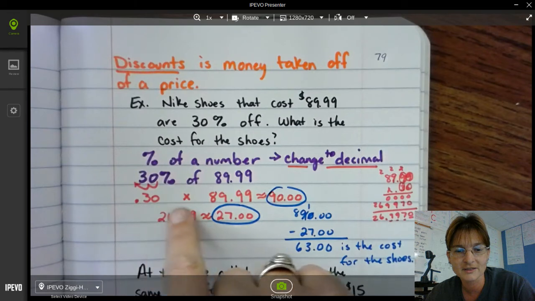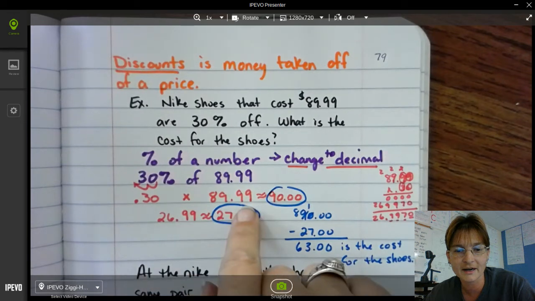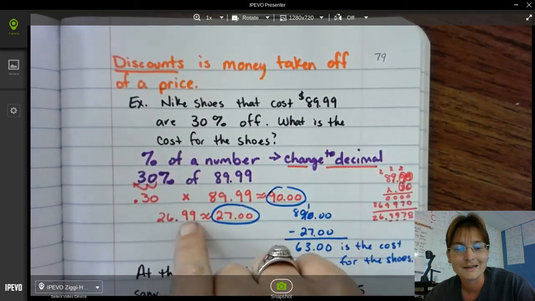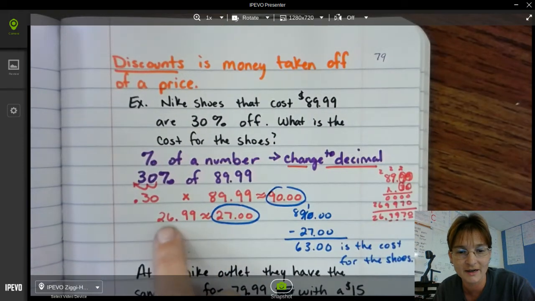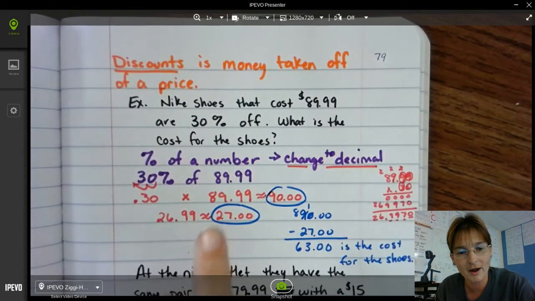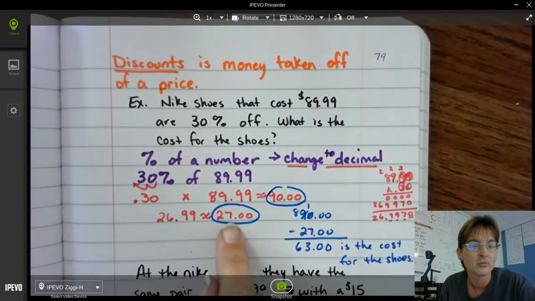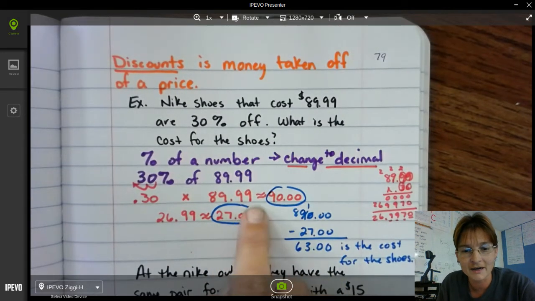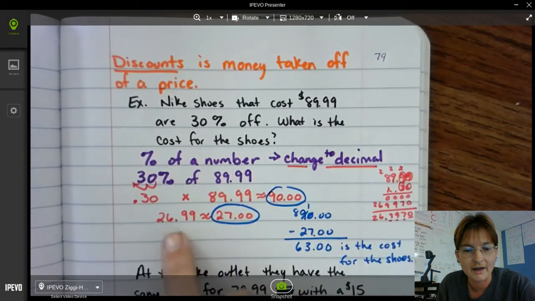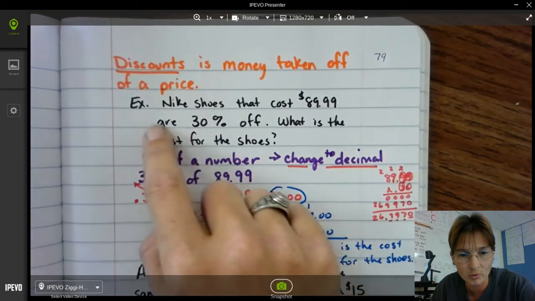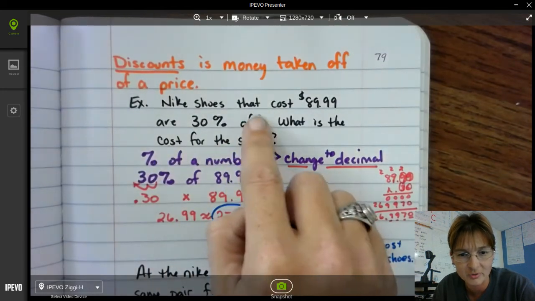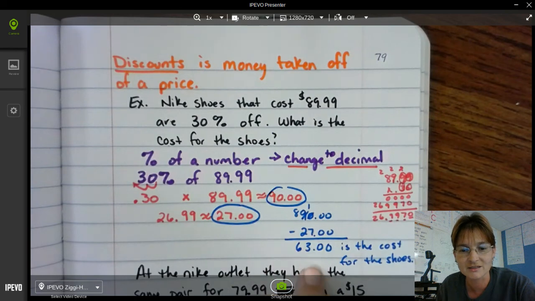So 0.30 times the 89.99 ends up being 26 point 9998 something. So we rounded it to 99 cents. And then we're rounding that to $27 because we're right around our number anyways. So when we round 89.99 to $90 and 26.99 to $27, and we want to do the percent off. Off means to subtract. We get $63 for this pair of shoes.